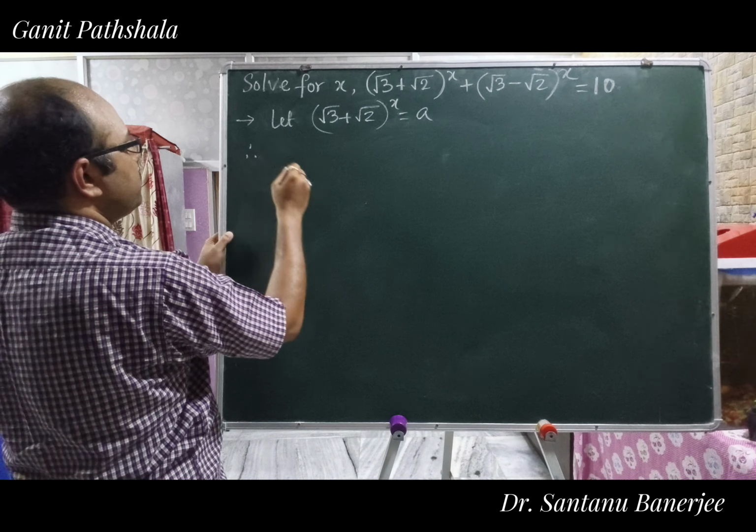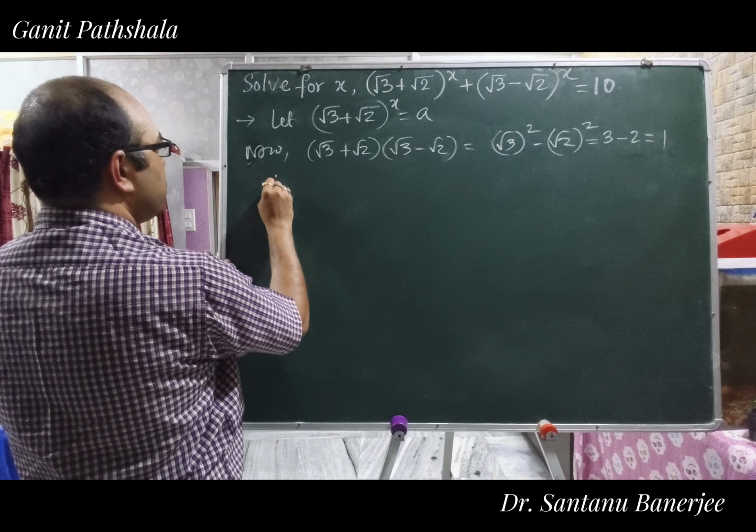Now see, (√3 + √2) × (√3 − √2). What is this? (a + b)(a − b) formula. So this will be (√3)² − (√2)². (a + b)(a − b) is a² − b². Now this is nothing but (√3)² is 3, (√2)² is 2, that is equal to 1. So (√3 + √2) × (√3 − √2) equals 1. So if it is equal to 1, therefore what do you get?